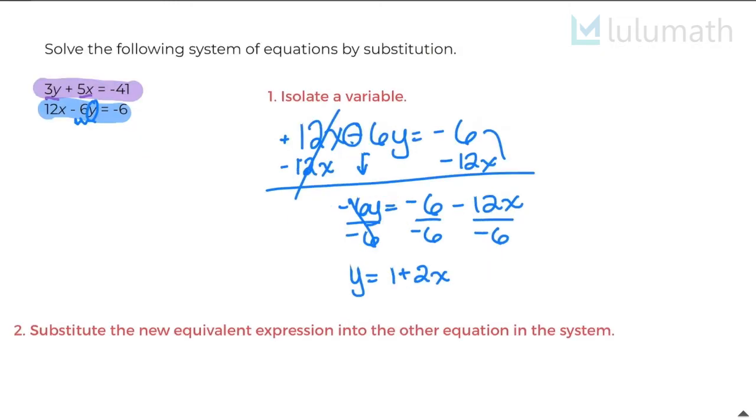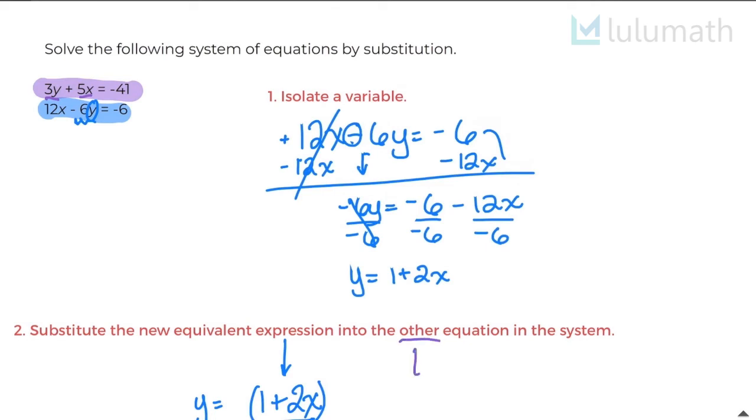Okay, so now that y has been isolated, we can substitute the new equivalent expression into the other equation in the system. So here, our new equivalent expression is y equals 1 plus 2x. So now we're going to replace the y with the expression 1 plus 2x. Again, y equals right here makes it an equation, but as an expression right here, we will replace y with 1 plus 2x in the other equation.